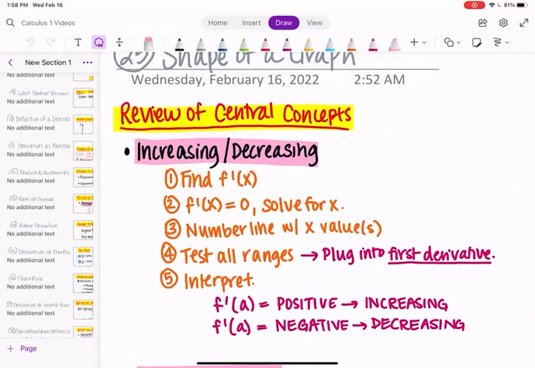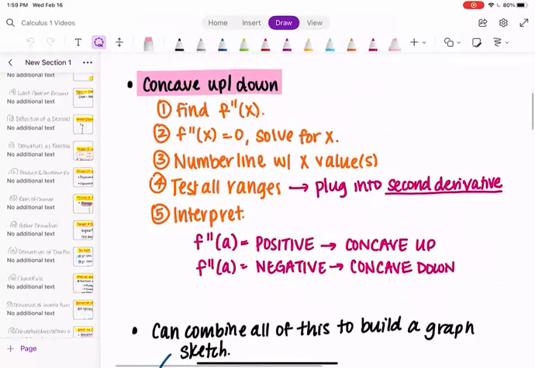Remember to find where the function is increasing or decreasing, you find the derivative itself, set it equal to 0, and then solve for x. From there, you draw a number line, and then test the ranges of values on different sections of that number line by plugging values into the first derivative. So for increasing and decreasing, you use the first derivative. That's super important. And then you interpret the results, right? If I plug the value into the first derivative and get a positive value, that means the function is increasing in that range. If I get a negative value, that means the function is decreasing. So that should be pretty much review.